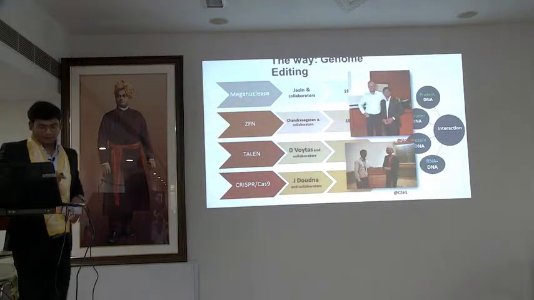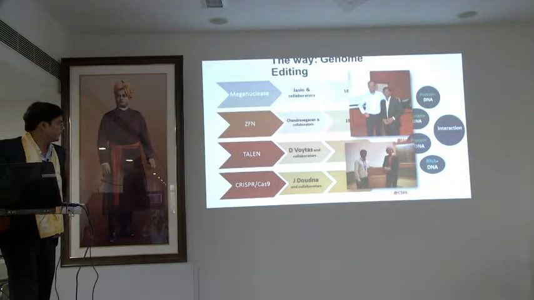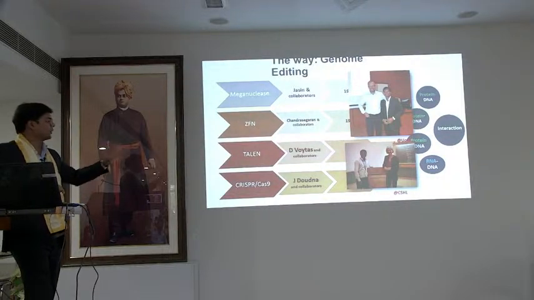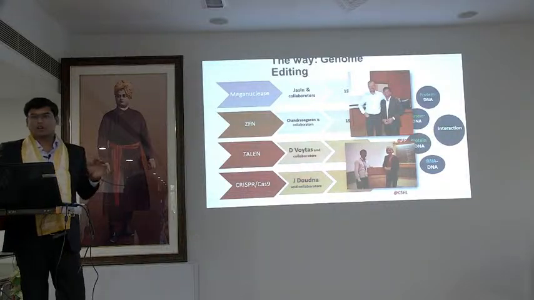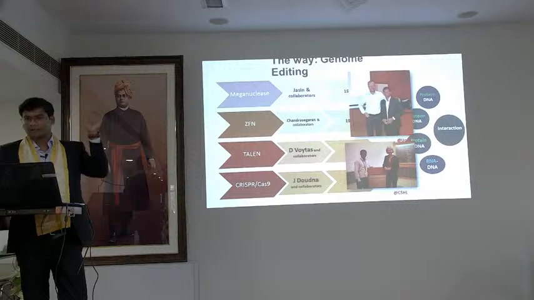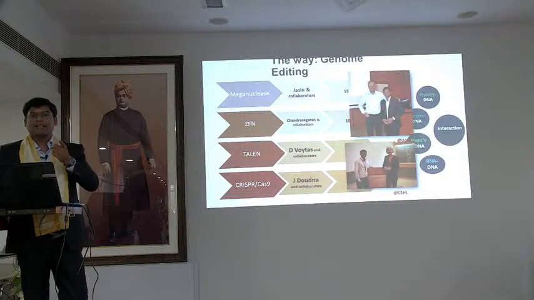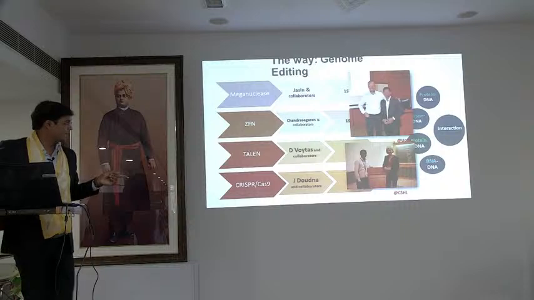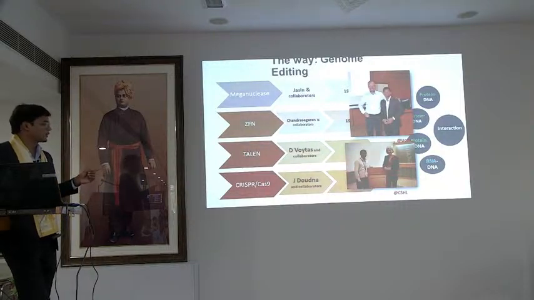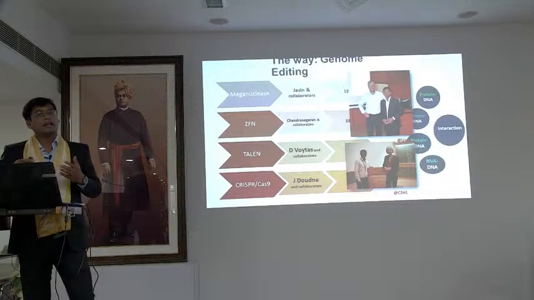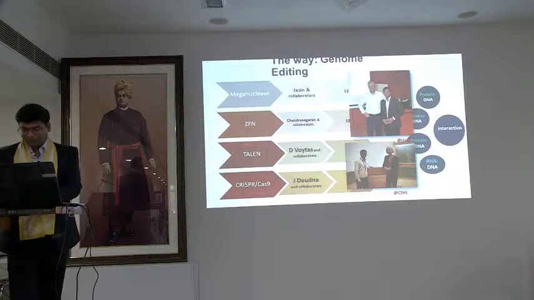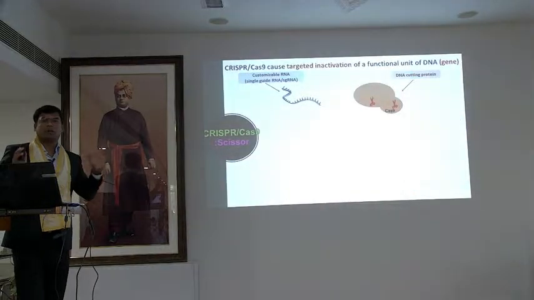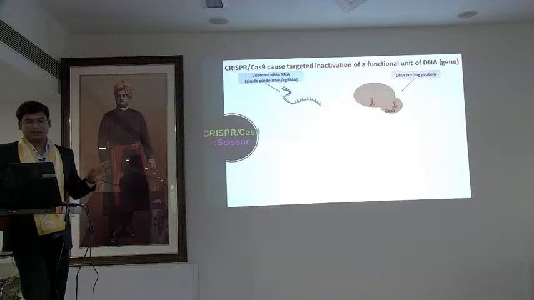So if I want to share with you, this one is Daniel Voytas, you see. He is the pioneer of TALEN technology. He is from the University of Minnesota. And you all know Jennifer Doudna got the Nobel Prize when? 2020, in chemistry, for her discovery of the CRISPR-Cas9 system and its repurposing as a genome editing tool. Okay? So my whole presentation from this point onward is on CRISPR-Cas9.